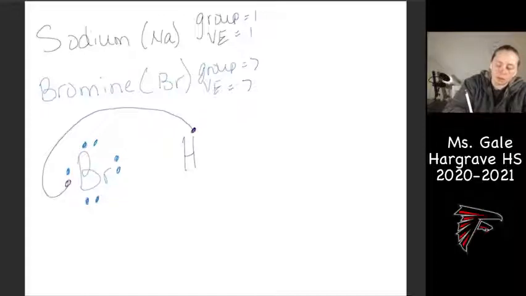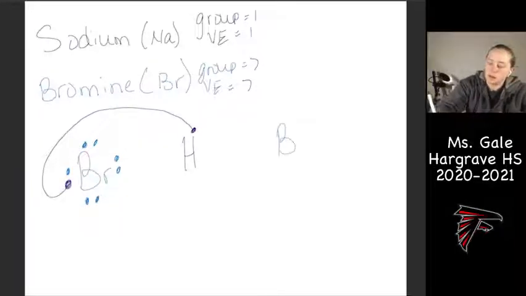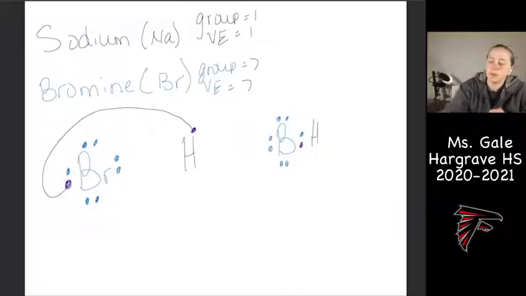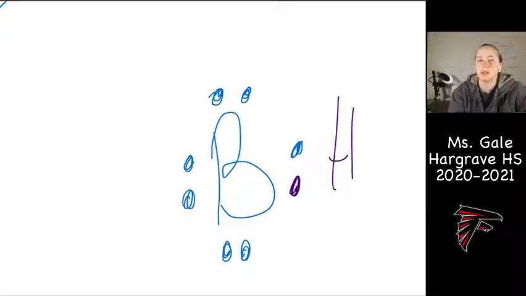Hydrogen comes and bonds with bromine. 1, 2, 3, 4, 5, 6, 7. Makes a hydrogen bromide. And this is our Lewis dot structure for hydrogen bromide.